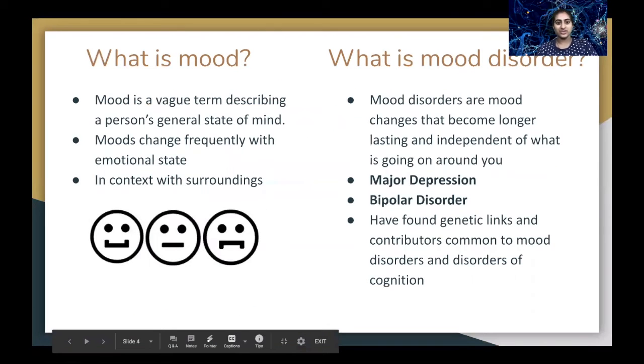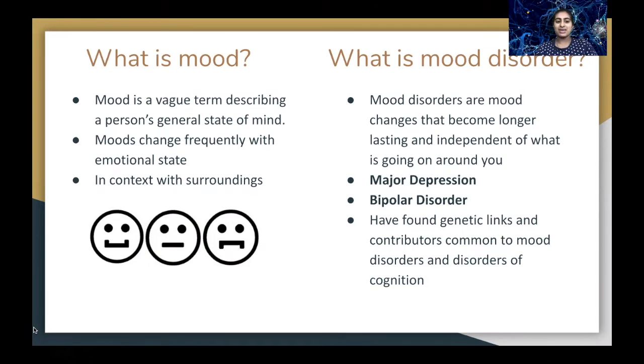So, first of all, what is mood? Mood is a vague term describing a person's general state of mind. Moods change frequently with emotional state, and it's also in context with our surroundings. So, for example, if you lost something very dear to you, you'd feel sad. If you got a really nice reward, then you'd feel happy. That's your mood. And this is different than a mood disorder.